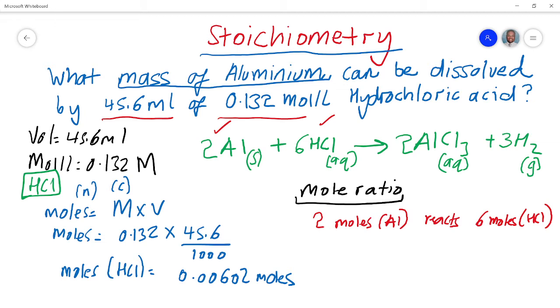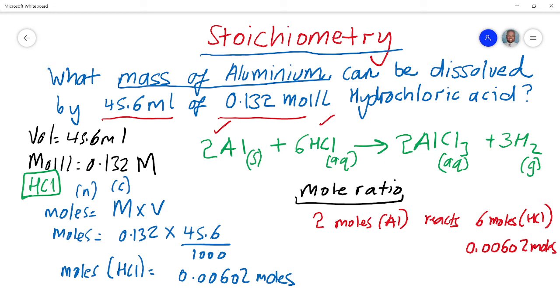That's literally how you interpret the mole ratio with reference to the coefficient. The fact that you've got 2 as a coefficient for aluminium and 6 as a coefficient for hydrochloric acid means that 2 moles of aluminium is reacting with 6 moles of hydrochloric acid. Now, you can see here we've got the number of moles of hydrochloric acid. So the question we want to find out is, if 2 moles of aluminium reacts with 6 moles of hydrochloric acid, how many moles of aluminium would react with 0.00602 moles? That's literally the basis of mole ratio.